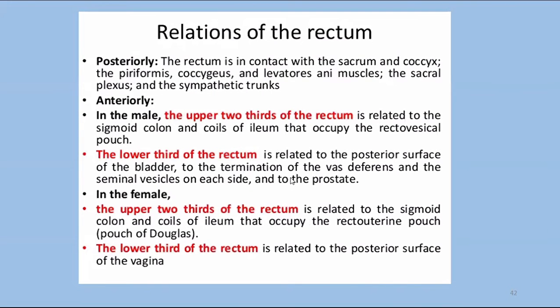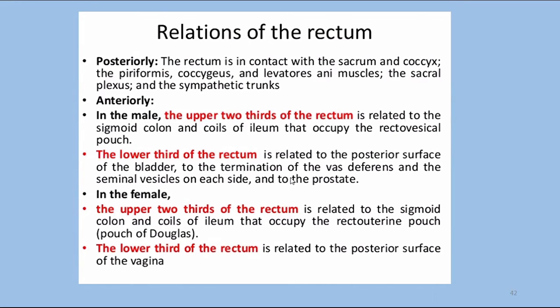Now, relations of the rectum. Posteriorly, the rectum is in contact with the sacrum and the coccyx, so it's near the bones. It's also posteriorly related to the piriformis, the coccygeus, and the levator ani muscles, as well as the sacral plexuses.